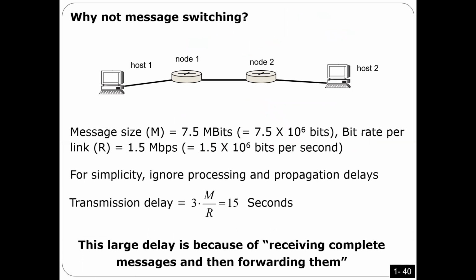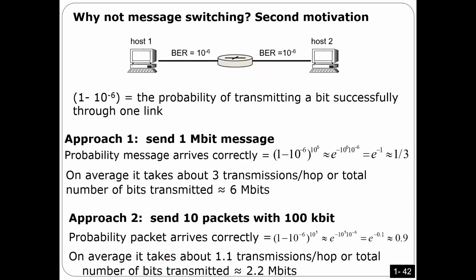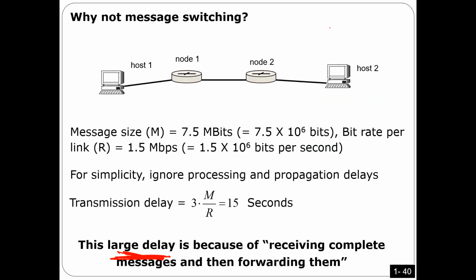But the conclusion: two reasons, okay? The first reason is the delay. If you transmit a big message, the delay is gonna be too long. I'm gonna tell you why. Also, the second motivation is the error. The error in the transmission is gonna be too high. Okay, so now let's start with the first one to better understand the main point here.